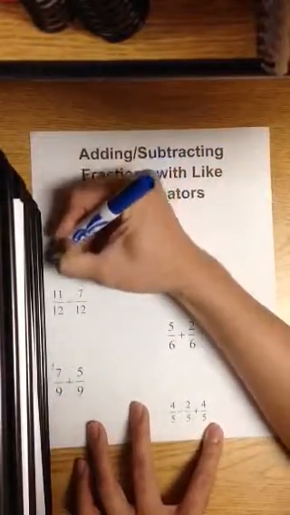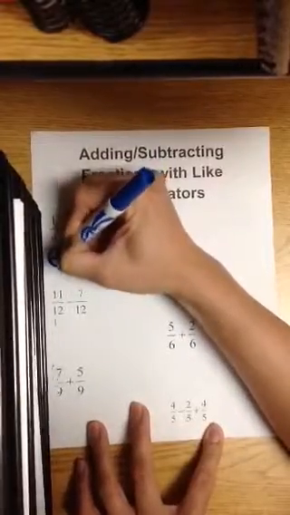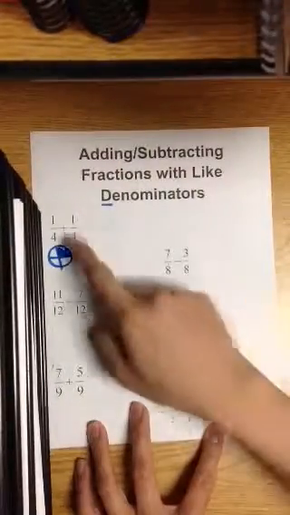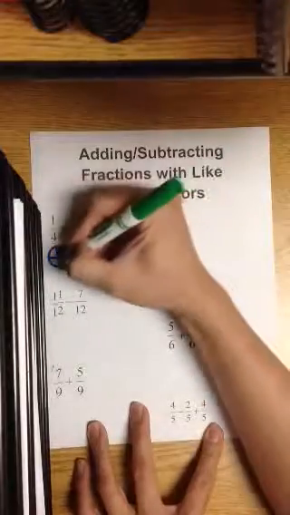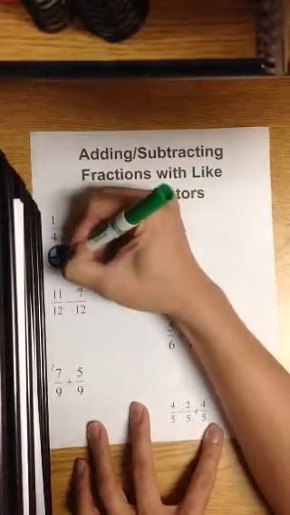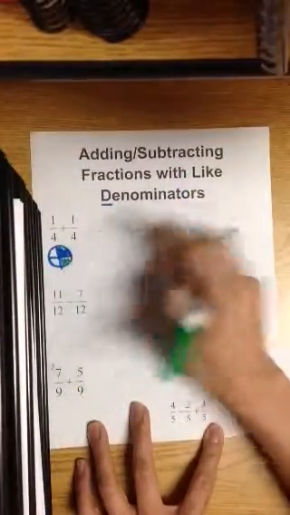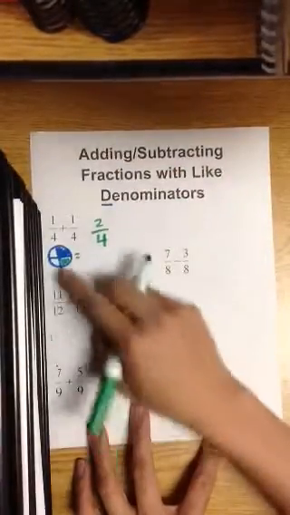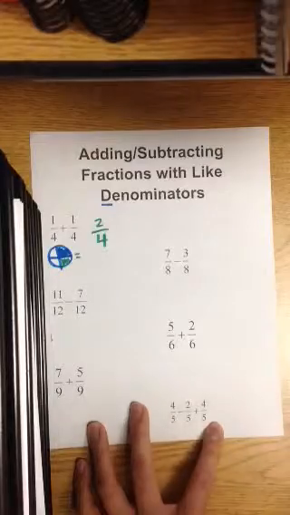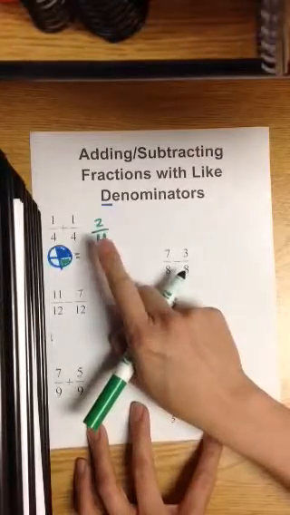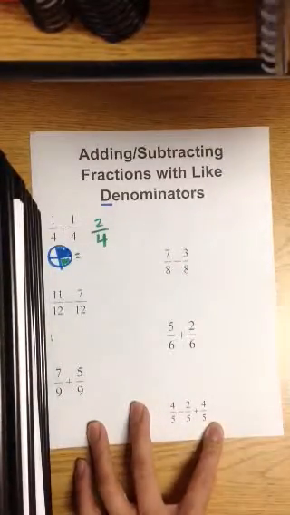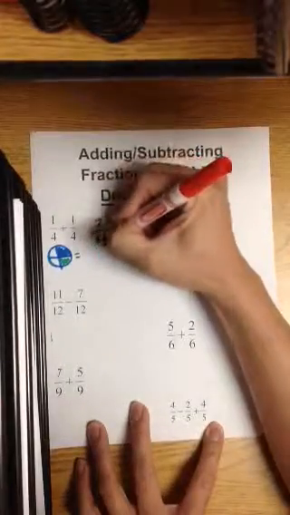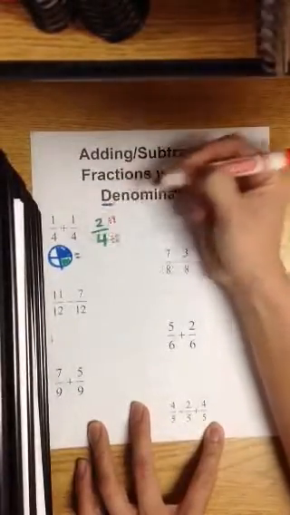So you have 1/4 and you add another fourth to it. So how many are shaded? 2/4. So 2/4 of it is shaded. Hey, can you simplify this? Yes, you can. Divide by 2, divide by 2, because both numbers are even.